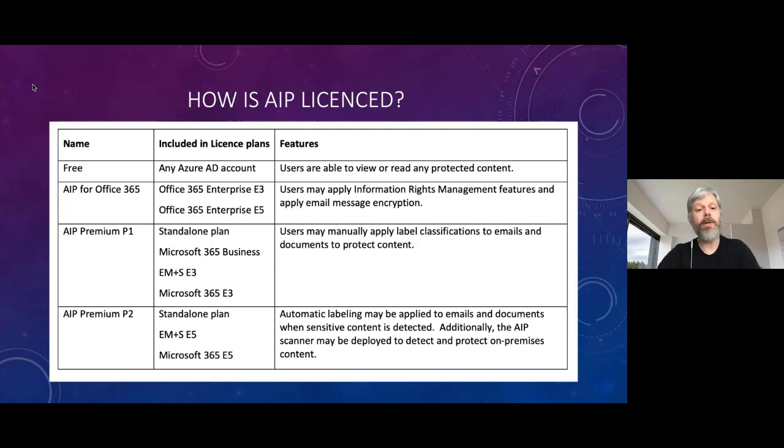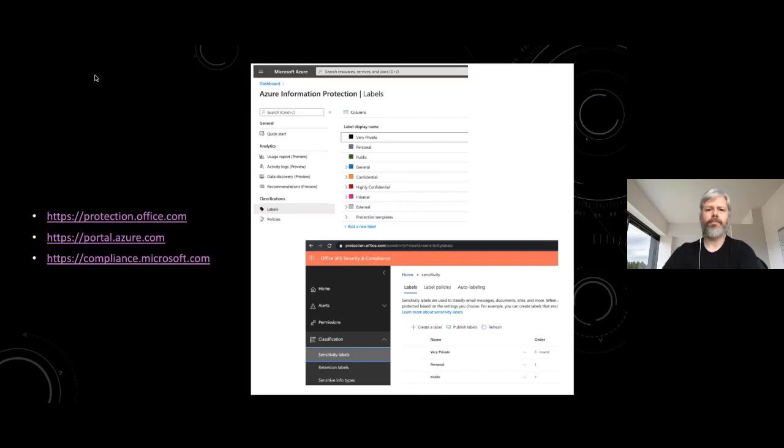And then finally, AIP Premium P2, which is no longer a standalone plan, but you can get with an EM&S E5 and Microsoft 365 E5. Automatic labeling may be applied to emails and documents when sensitive content is detected, and additionally, you can use the AIP scanner to protect that on-premises content.